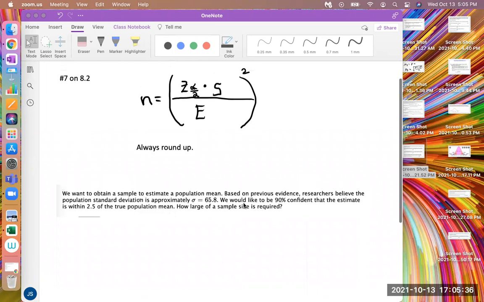Whenever they ask how large the sample size is, it's just a formula that we're going to plug into. We're just going to plug our values in, get our answer, and then we're going to be done.